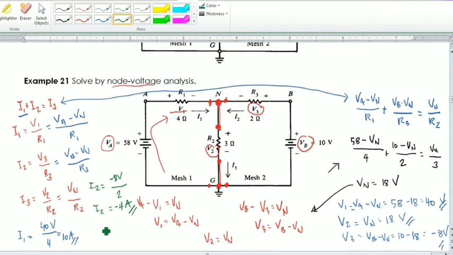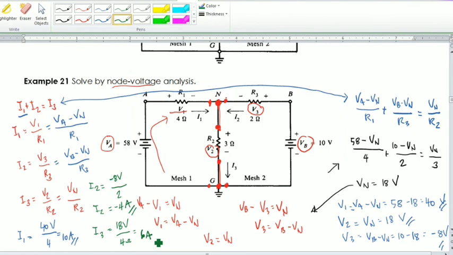This is already answered. And for I sub 3, lastly, we have V sub 2, which is 18 volts, while your R sub 2 is 3 ohms. And that is 6. Is it correct? Yeah, 6 amperes. And there you go. So we have there the voltages as well as the currents.